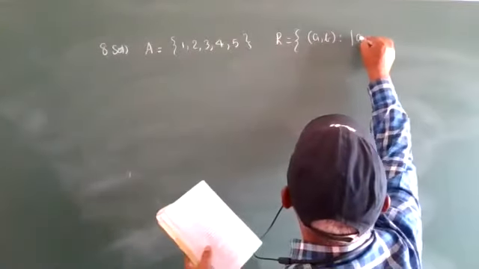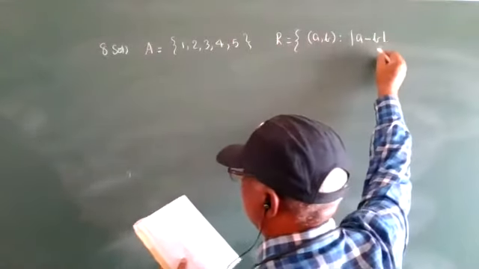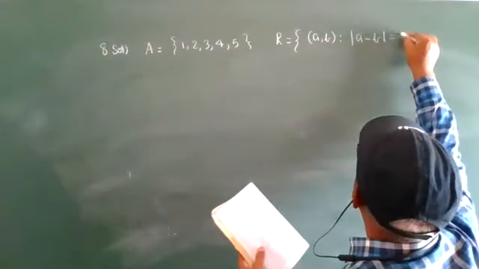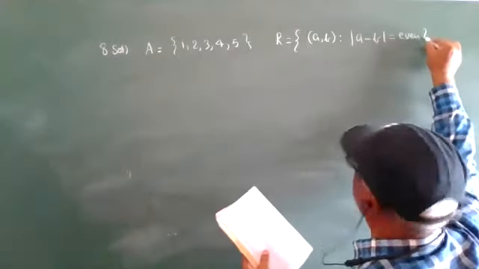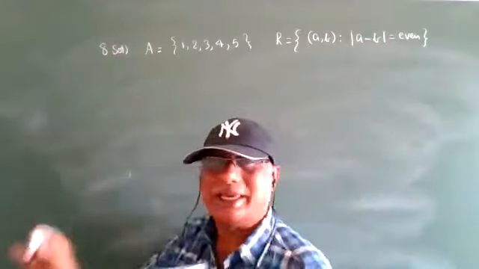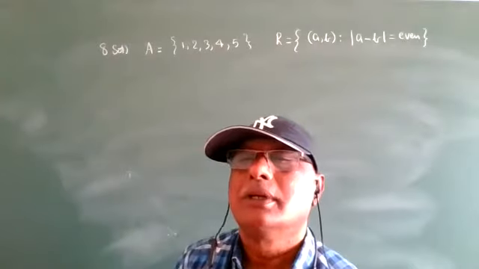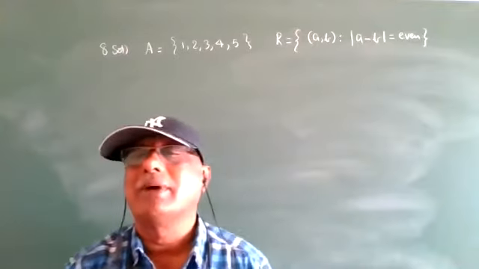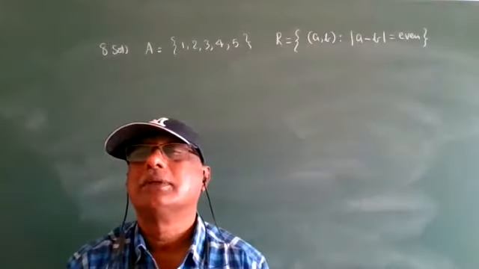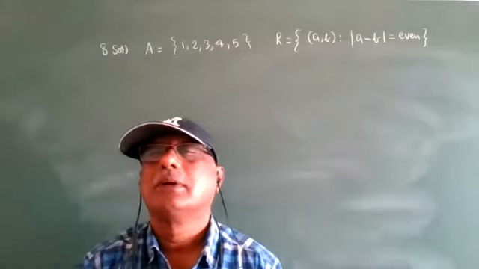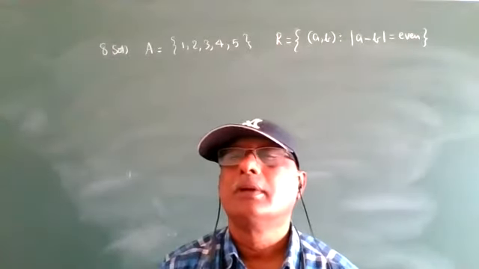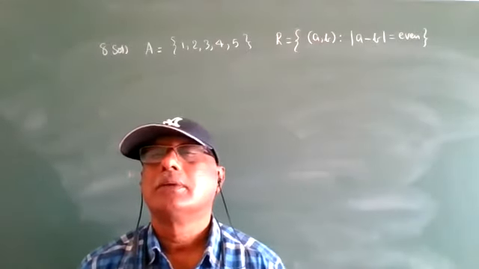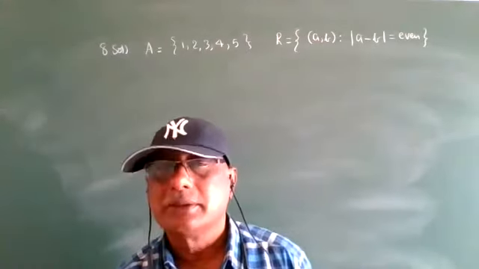Modulus of A minus B is even. So we have to write that it is even. We have to show that it is an equivalence relation. Is it clear, everyone? Show that. Right.